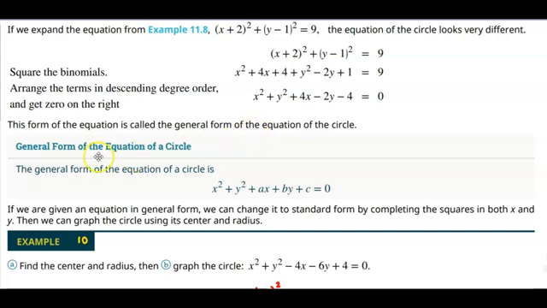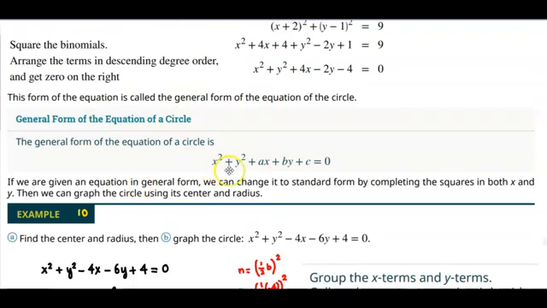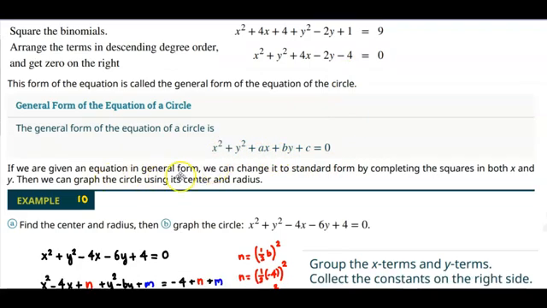The general form of the equation of the circle is the following: x² + y² + ax + by + c = 0. And if we are given an equation in general form, we can change it to standard form by completing the squares in both x and y. Then we can graph the circle using its center and radius.